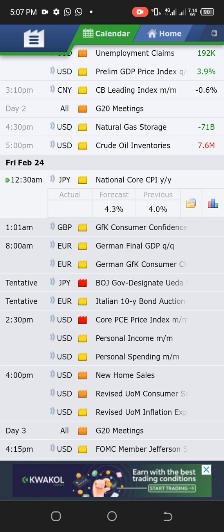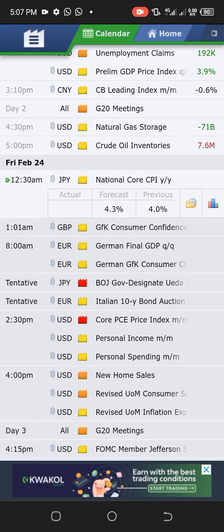The next question most of us will be asking is, what does actual mean? What does forecast mean? What does previous mean? Previous simply means the last time this news was released, what was it? The very last time this news was released, what was it? The last time this news was released on national core CPI, it was 4.0%. That was the actual then.